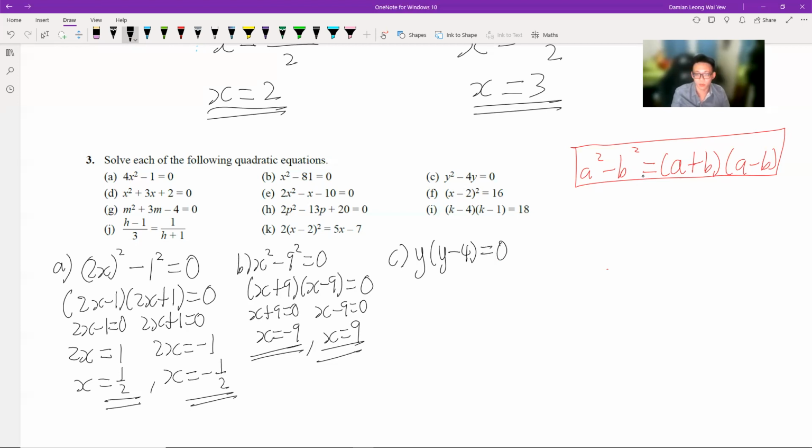So it equals 0. So it's either y is 0 or y minus 4 is 0, means y is 4. Two possible answers again.